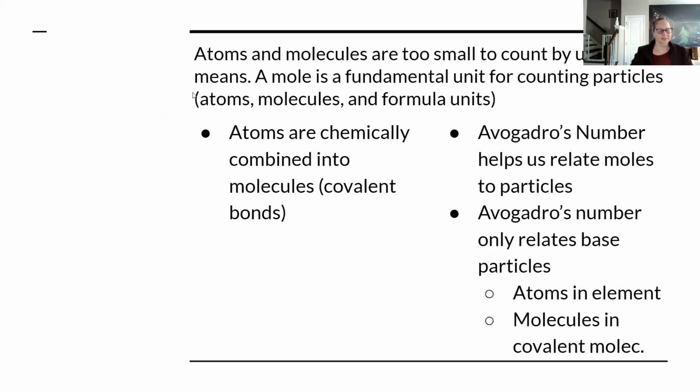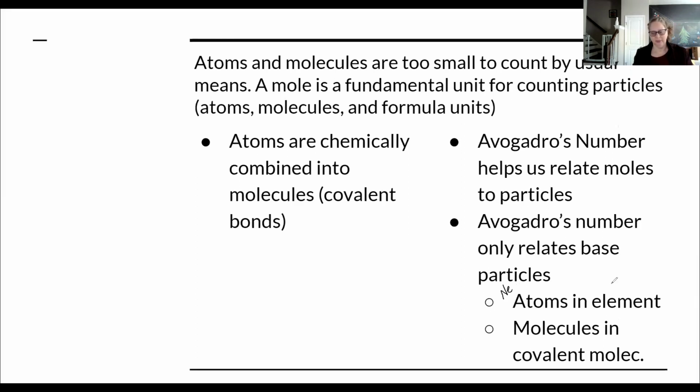And Avogadro's number, again, is going to help us relate it, but it only works for the base units. So if we have so many atoms of hydrogen, then we can use Avogadro's number directly. If we have so many molecules of hydrogen gas, actually, then we could use it too. You have to be really careful. If it is just a single element, neon atoms, then you can use Avogadro's directly. Okay. Hydrogen gas gives you molecules when you use Avogadro's number. After that, you have to use a relationship.